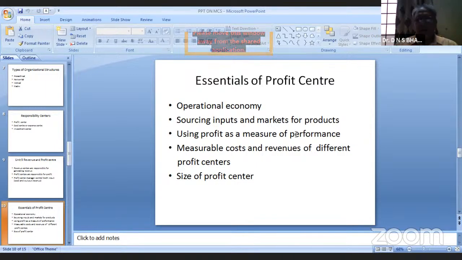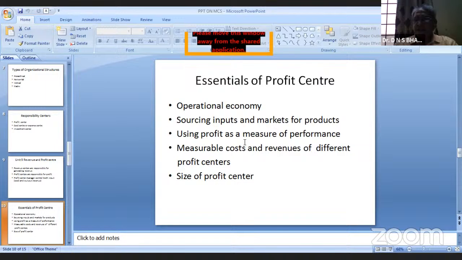The first one is said to be operational economy. In the case of operational economy, every manager should have sufficient freedom to operate his decisions, that is, how best he can take a decision. So at the time of decision making, what is especially required? How much cost is to be incurred? How much revenue can we generate? These aspects are to be considered for efficiency.